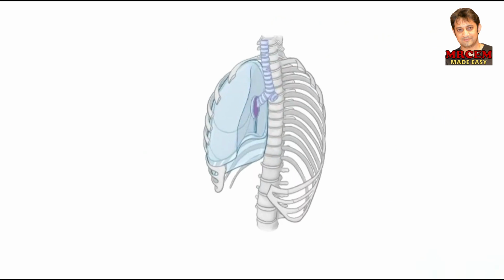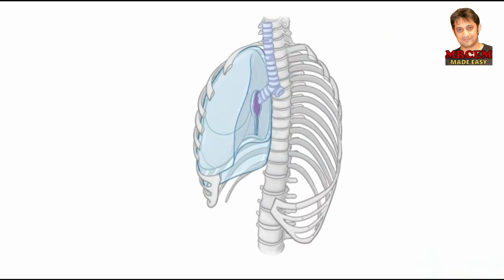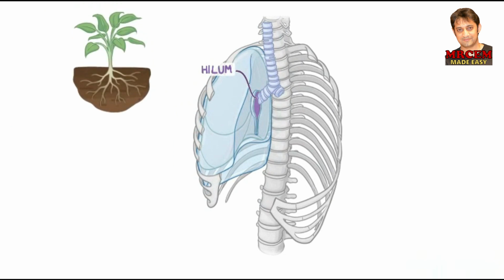These roots enter and exit the lungs through a doorway that is called the hilum of the lung, similar to how the roots of a plant enter into the ground. Medial to the hilum, towards the central mediastinum, the lung root is enclosed within the area of continuity between the parietal and visceral layers of the pleura.